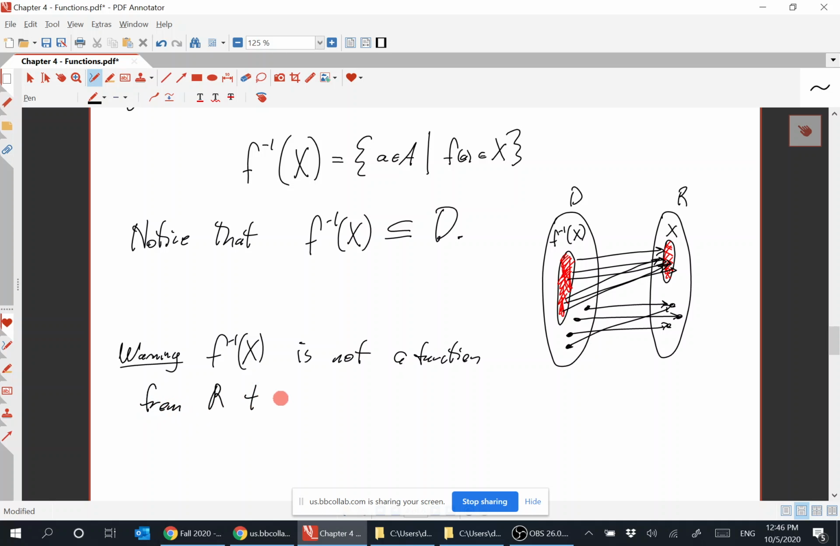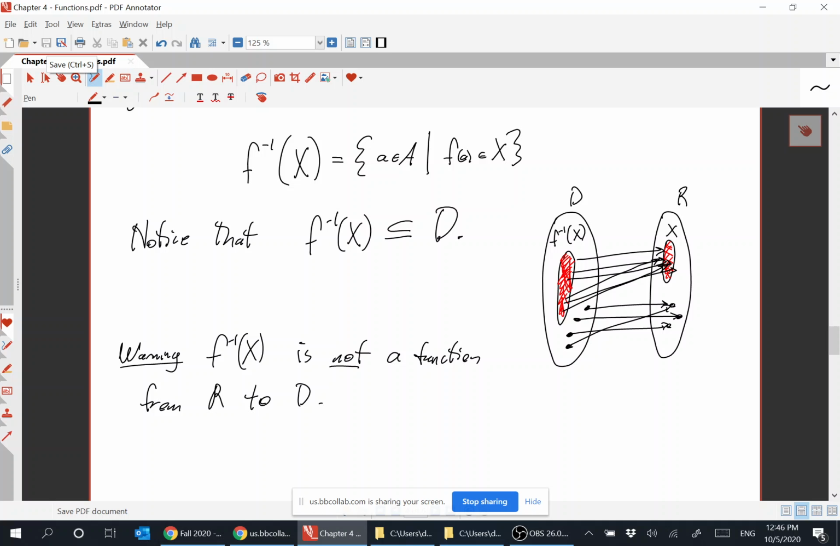From range to domain. Is not a function from the range to the domain. Sometimes it is, but only under very special circumstances. It is a function from a certain set to a certain other set. Does anybody see what it is? It's a function from a subset of the domain to a subset of the range?